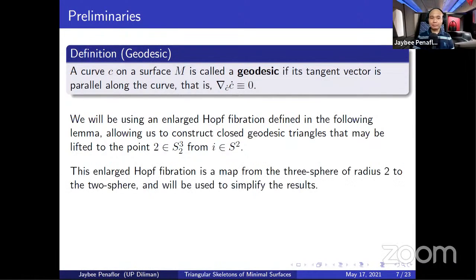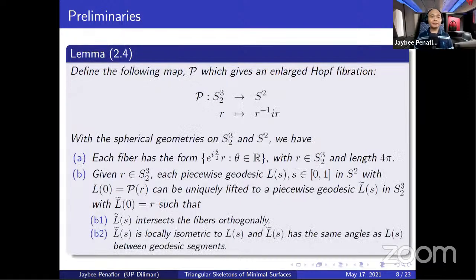Let's look at the lemma. Oh, okay, before that, we are using the S32 sphere, as mentioned earlier, to simplify the results. This is the lemma. It's called lemma 2.4 in the research, and we define the math-calp. Math-calp characterizes the enlarged Hopf fibration. Math-calp is a map from S32 to S2 such that a point R in S32 is mapped into R inverse IR.